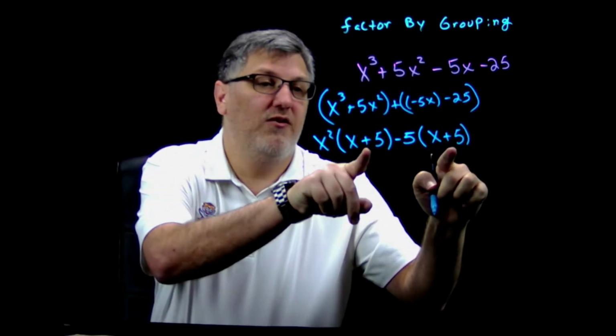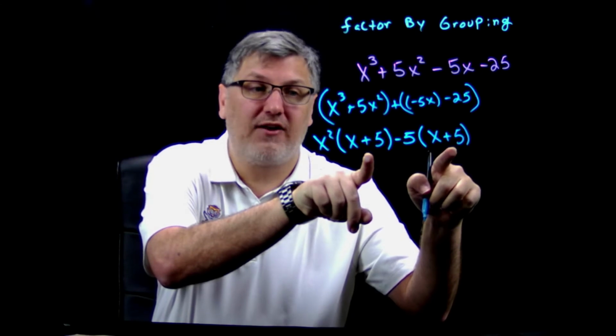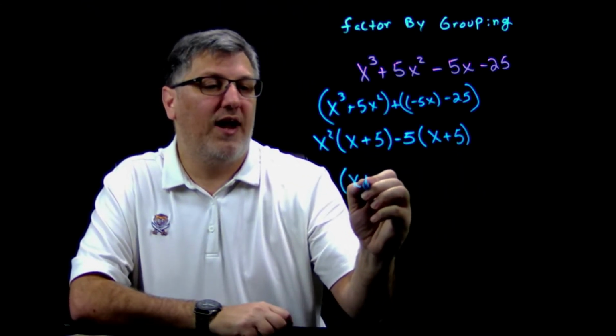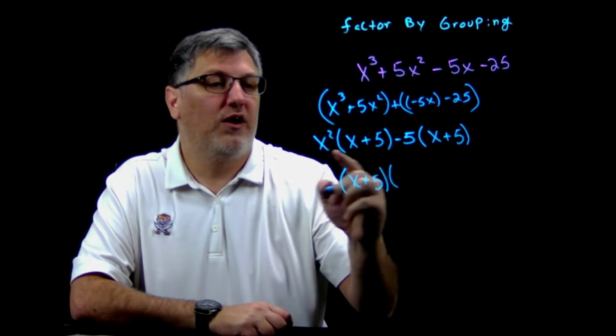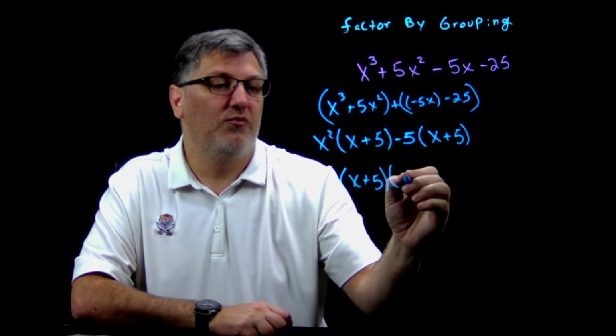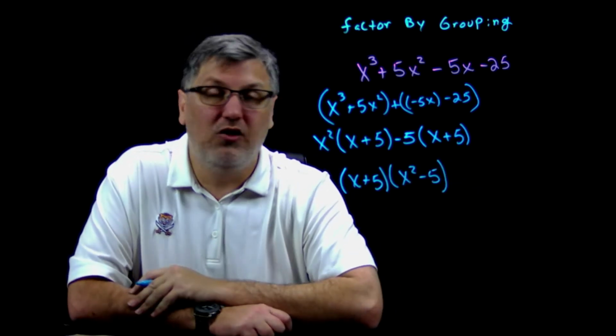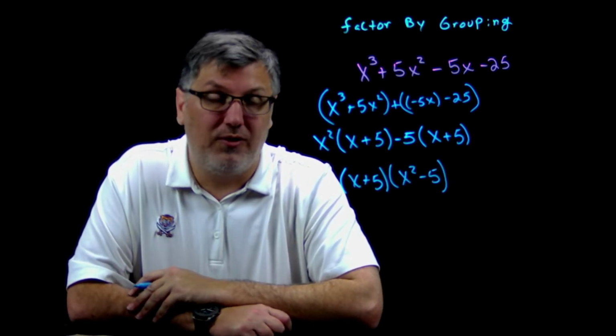And once again, we have another greatest common factor right here of x plus 5. We take that greatest common factor out, x plus 5. When I divide it out of each of my terms, that leaves me with my x squared minus 5. And you are done with factor by grouping at that point.